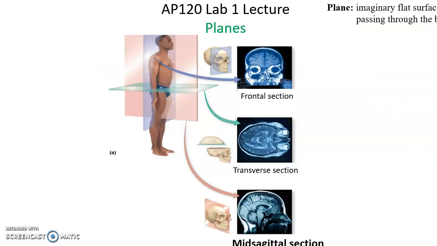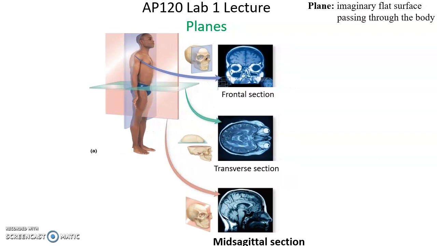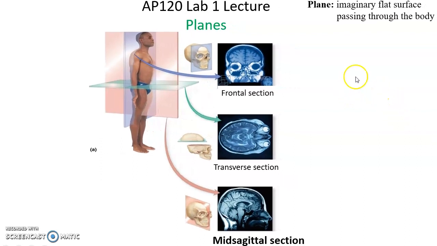All right, we also have the concept of planes and sections. With modern technology and the ability to look into the body with CT scans and MRI scans, we are able to get views of inside the body. So the plane is an imaginary sheet that cuts through the body, and the section is what you actually see in that slice. So for instance, here is a frontal section of the head.